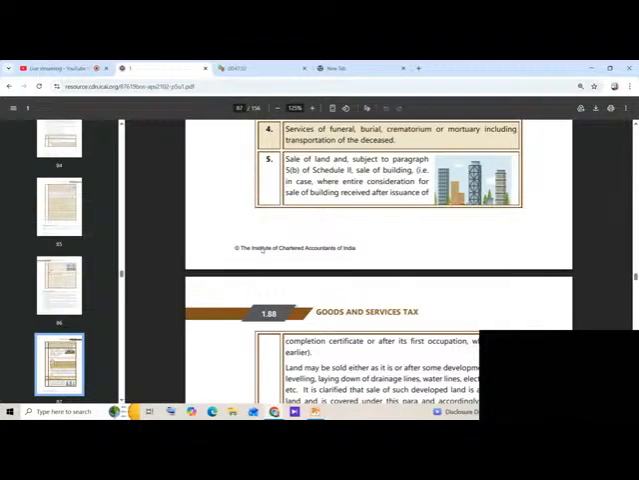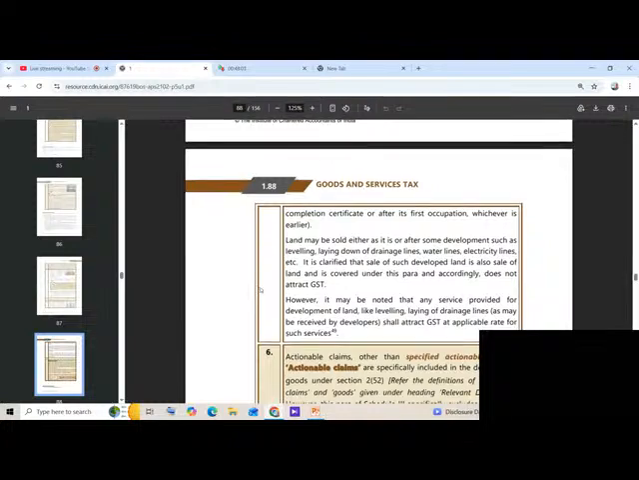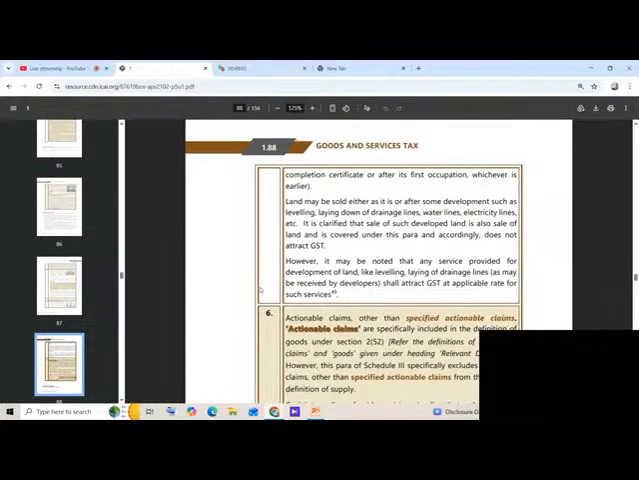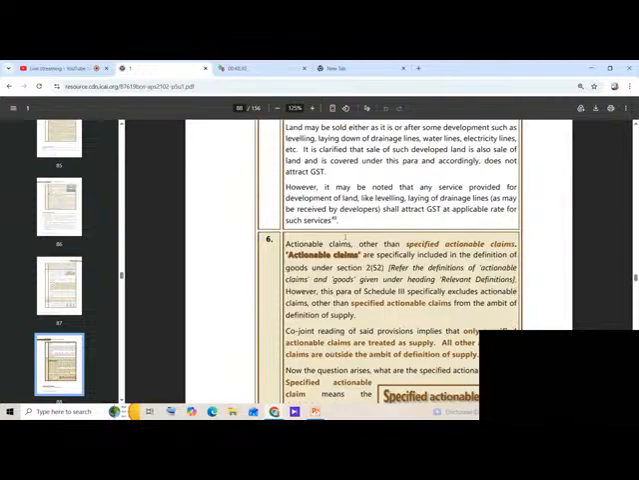That is, in the case where the entire consideration for the sale of building is received after issuance of completion certificate or after its first occupation, whichever is earlier. Land may be sold either as it is or after some development such as leveling, laying down of drainage lines, water lines, electricity lines, etc. It is clarified that sale of such developed land is also sale of land and is covered under this para and accordingly does not attract GST. However, it may be noted that any service provided for developing land, like leveling or laying of drainage lines, shall attract GST at applicable rates for such services.